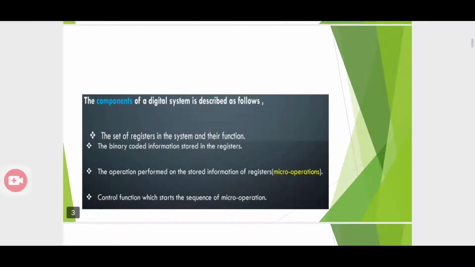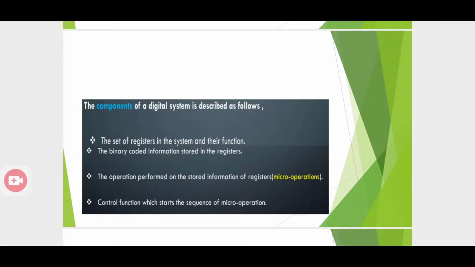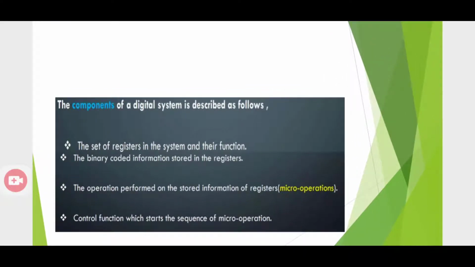Okay, and the components of a digital system are described as follows: a set of registers in the system and the function, binary coded information stored in the register, the operation performed on the stored information of the register, which is known as micro operation, and the control function which starts the sequence of micro operations. So for describing a digital system, we need a set of registers along with the binary coded information stored in the register, the operation performed on the stored information of a register, and the control function which starts the sequence of micro operations.